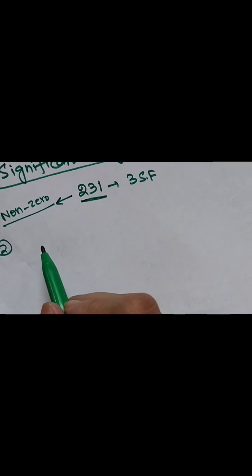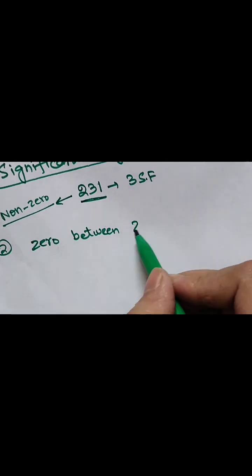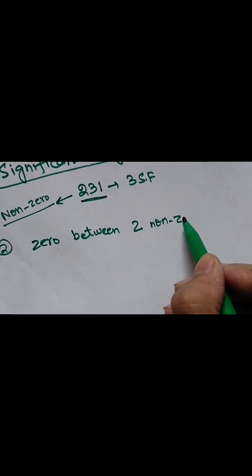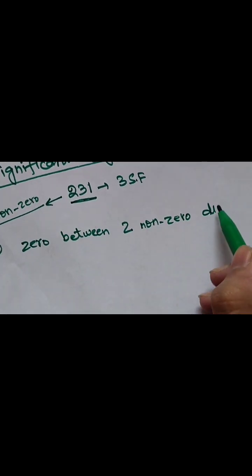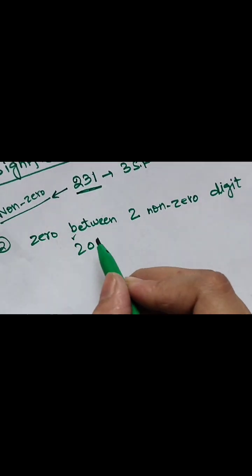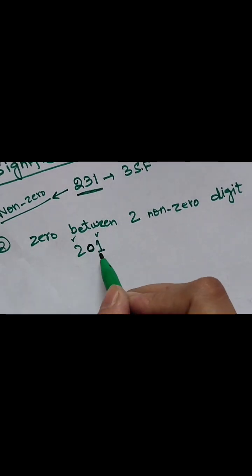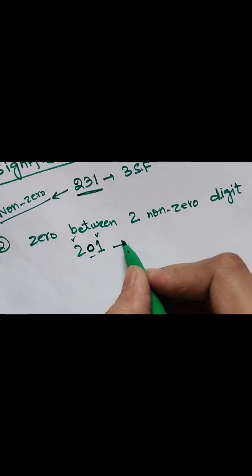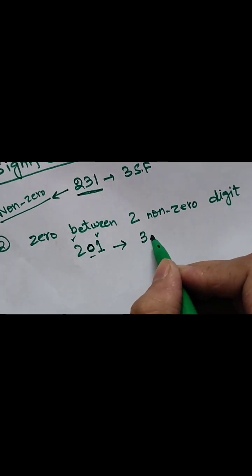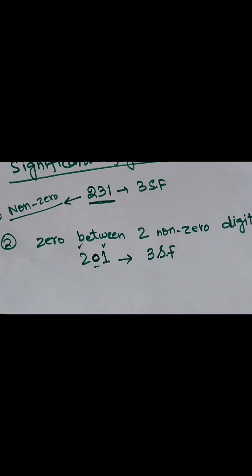Rule number 2 is zeros between 2 non-zero digits are significant. Like 201. 2 is a non-zero digit, 1 is another non-zero digit, and the 0 between 2 non-zero digits is also significant. So here how many significant figures? 3 significant figures. This is your rule number 2.